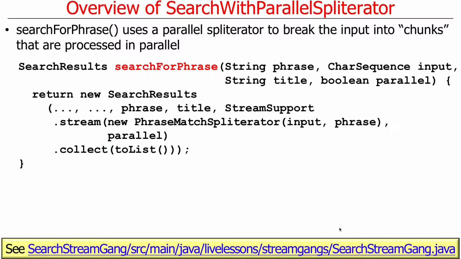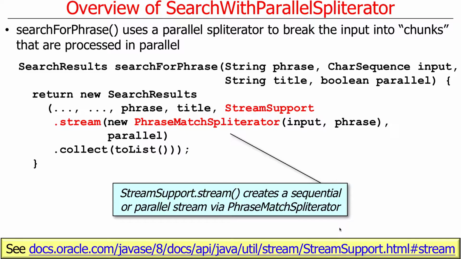Here's the actual implementation of search for phrase. What happens is we're passing in a Boolean called parallel, and we're going to call a phrase match splitterator, which I'll show you in a second. So phrase match splitterator is going to be used to break the input string, like Hamlet, into the chunks of phrases to search. And this is an extension of the phrase match splitterator we had talked about a little bit earlier, like a week or so ago, that used sequential searching.